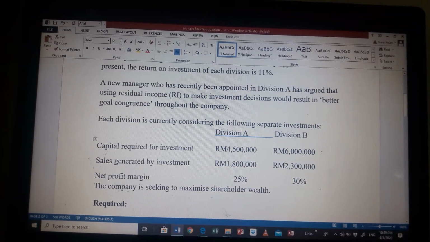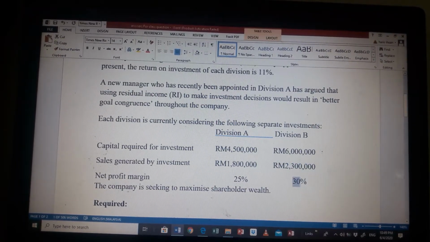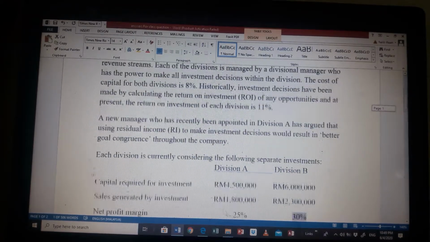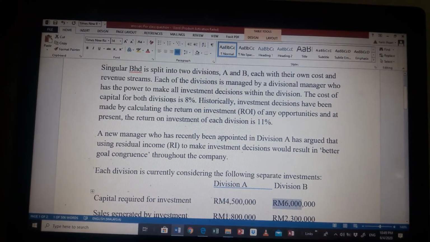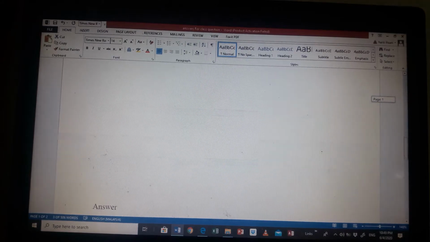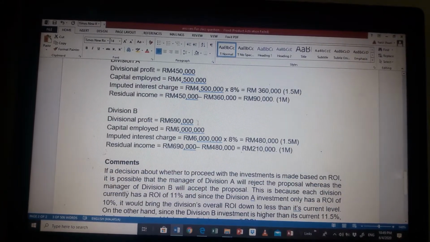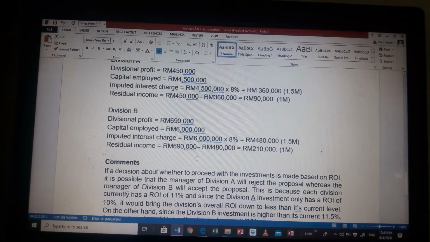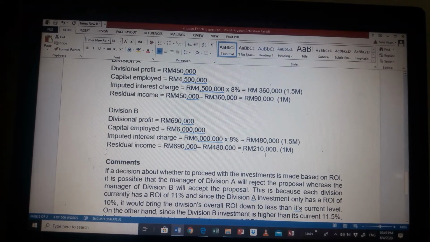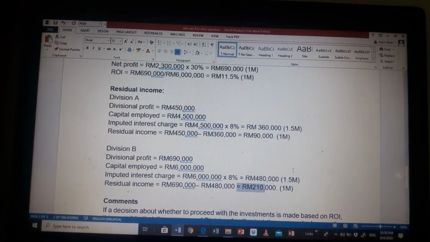So how do we calculate B? Sales generated by investment times 30% gives our profit, minus 6 million times 8% to get our contractual obligation. So you will get 690,000 for the profit, and 480,000 for the imputed interest charge. Therefore, we get a residual income of 210,000. Looking at this, B will undertake the new investment.